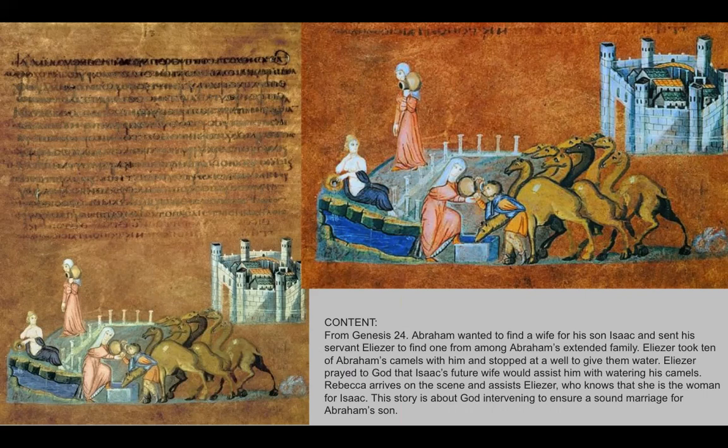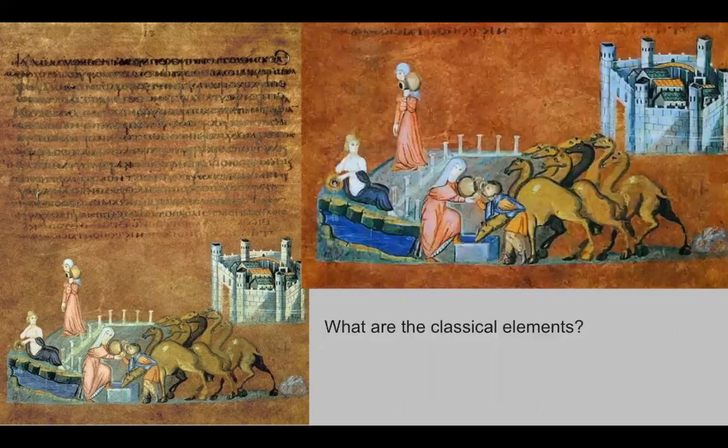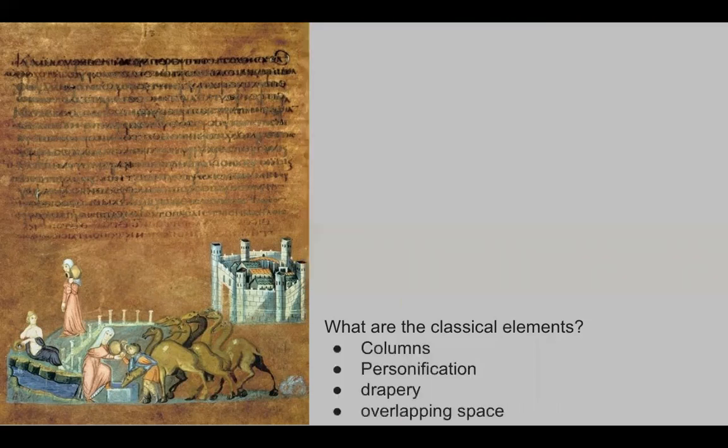So we don't see classicism disappear even in meaning, right? So she's a representation of the water, and then we actually see the water, right? And so then we have that meaning, and we have a little bit of rendering of value so that they look three-dimensional. So classical elements with columns, we have the personification, we have drapery, we have overlapping space and value. I forgot to add the value on the list.